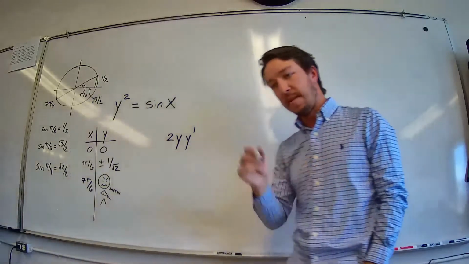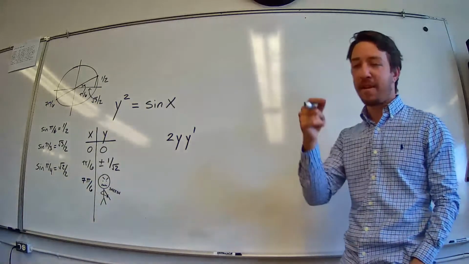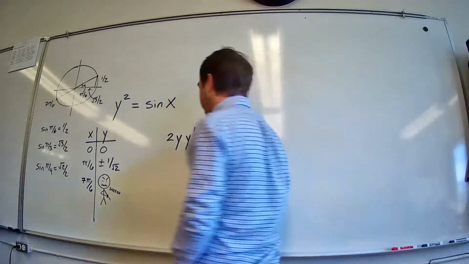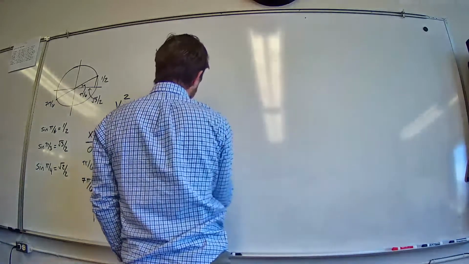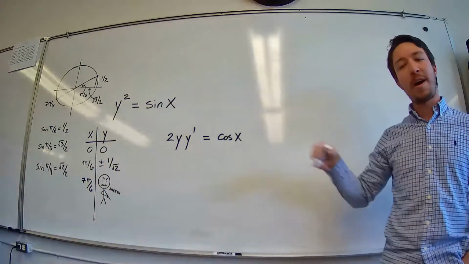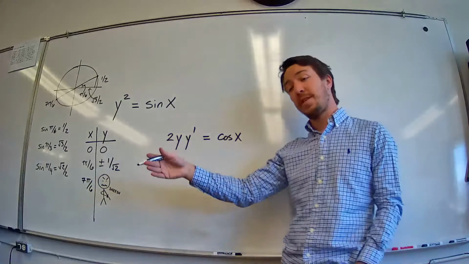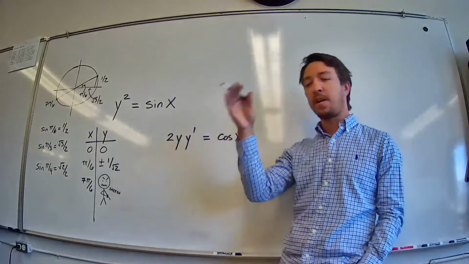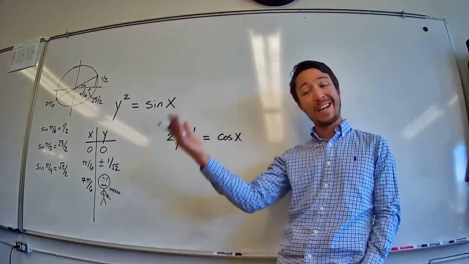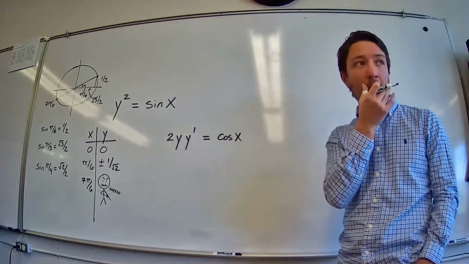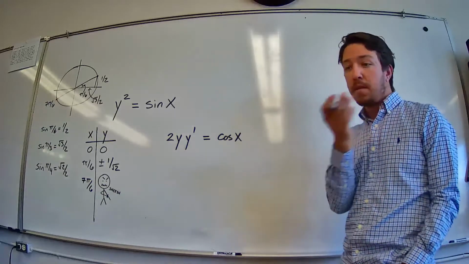2y prime. Implicit differentiation, right? Every time you're taking the derivative of a function of y, you have to use the chain rule. The derivative of sine of x is cosine of x. There's no x prime, though there will be eventually if you want to talk about particles moving along a curve and take the derivative with respect to time. If time is the variable, then x will be a function of time.